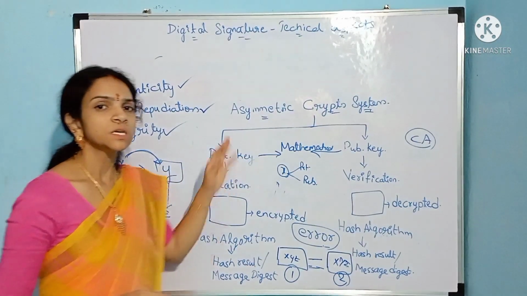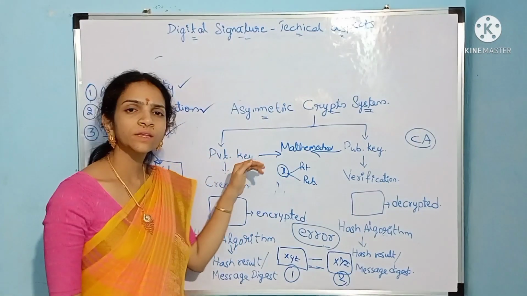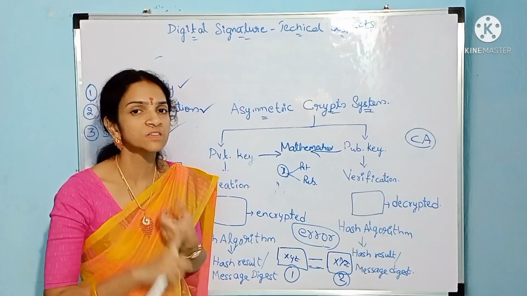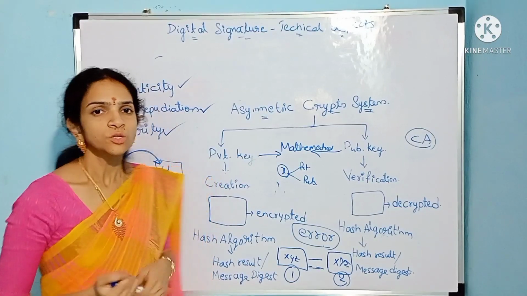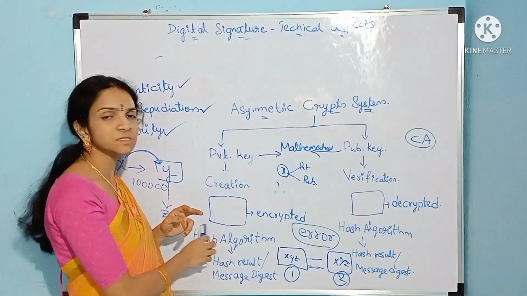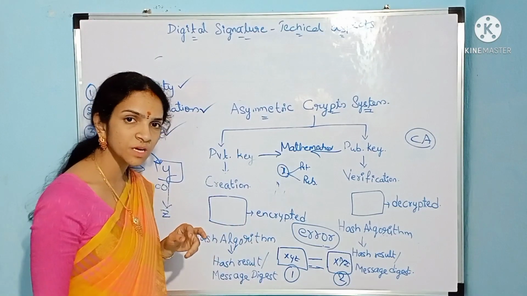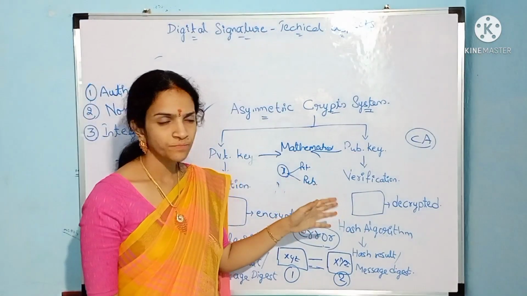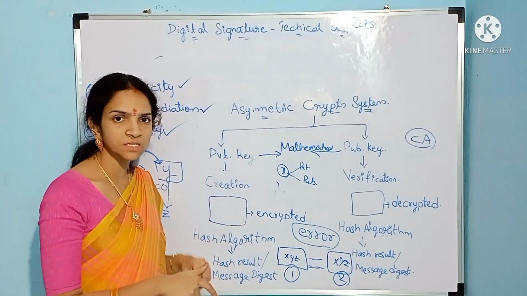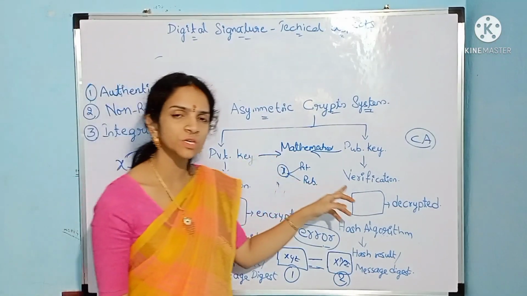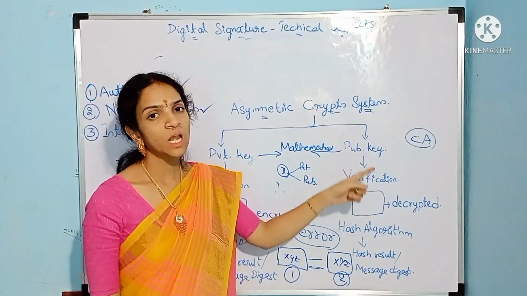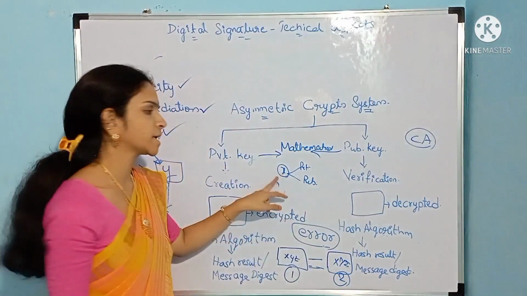Coming to the first point, you have to remember that the private key and the public key are mathematically related, mathematically associated, corresponding to each other. When he is signing the document, creating the digital signature, encrypting the document, he will be sending it to the receiver. That means the receiver will verify the digital signature with the help of the public key of X.